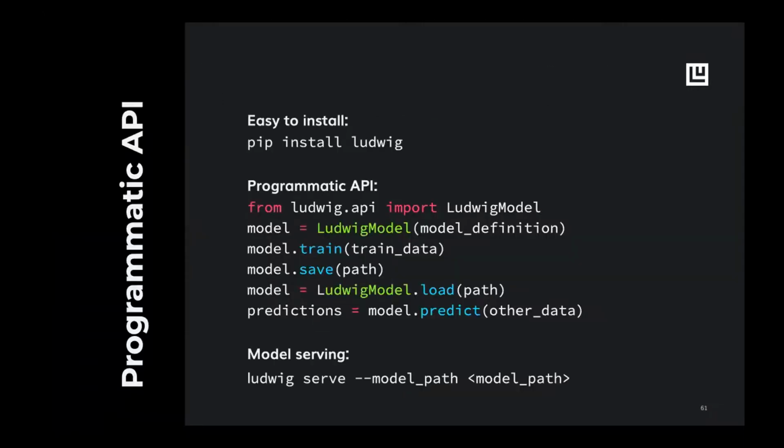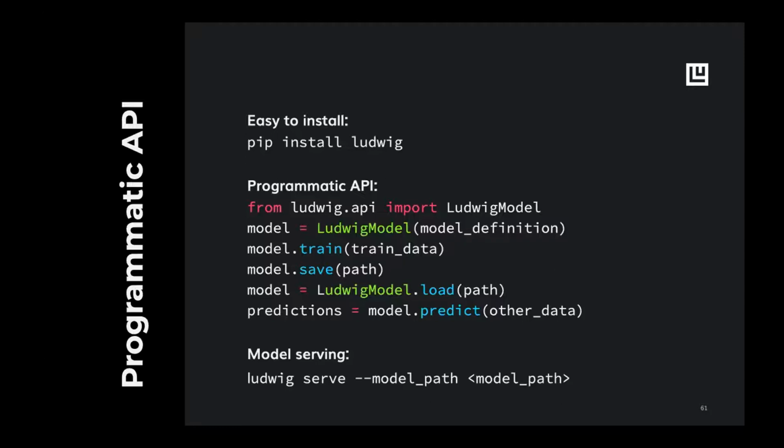Cool. So hopefully this gave you an overview of the many different options of things that you can do with Ludwig. These are additional goodies that you have for using it from a programmatic API. To install it is very simple. Pip install ludwig, and the programmatic API allows you to train a deep learning model in 2 lines of code, literally.